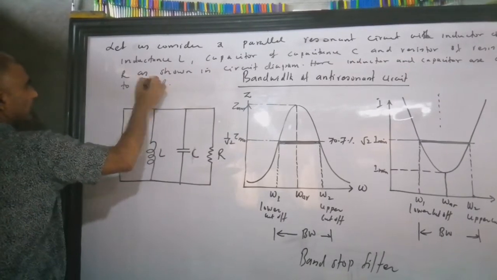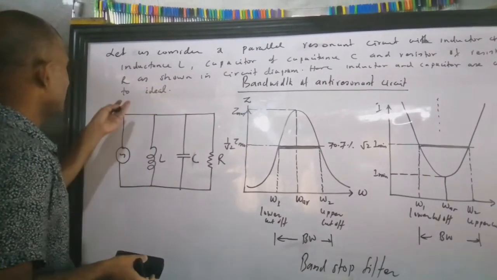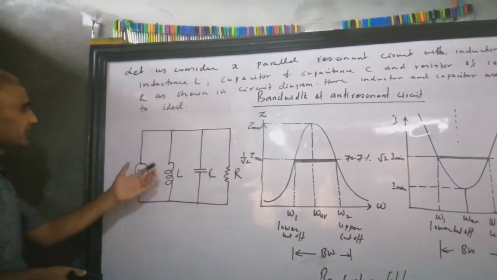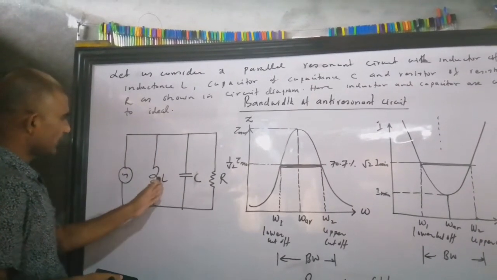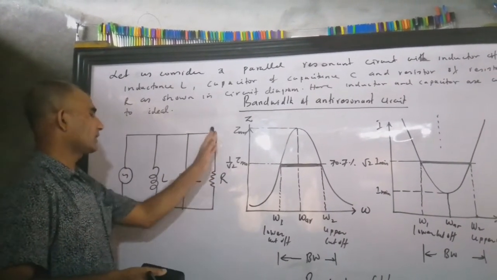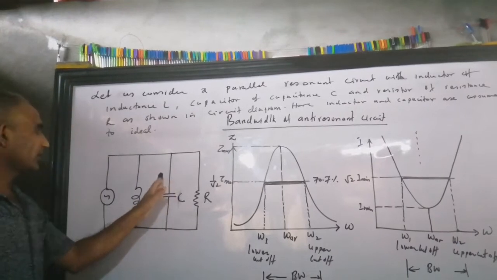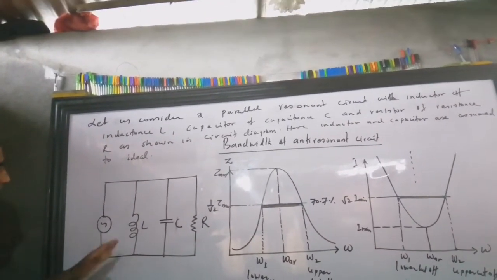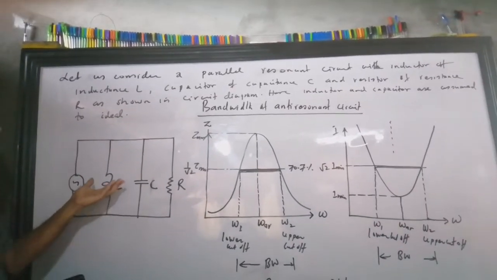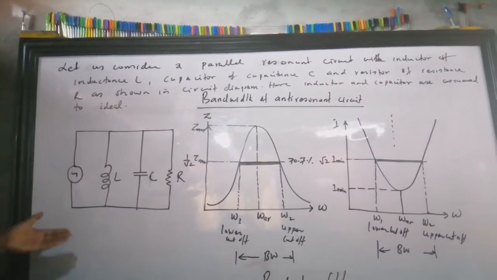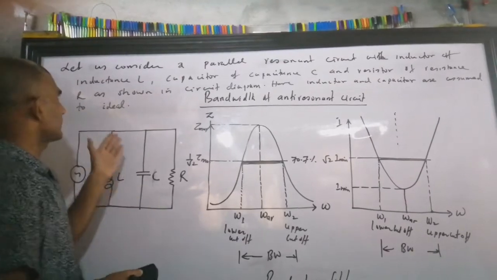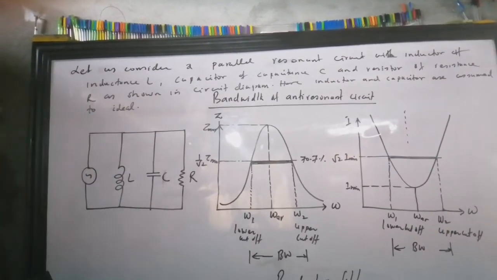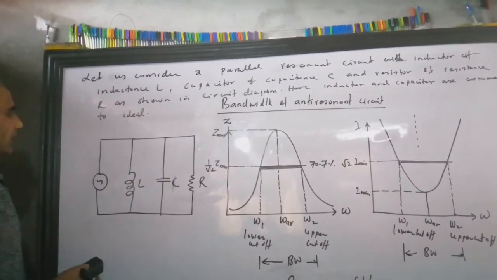Ideal means that there is no other resistance connected in series with the inductor, and no other resistance in parallel to the capacitor. Those are called ideal capacitors and inductors. We know that these two ideal cases are not actually possible, but to derive the mathematical relation we suppose this is an ideal case.